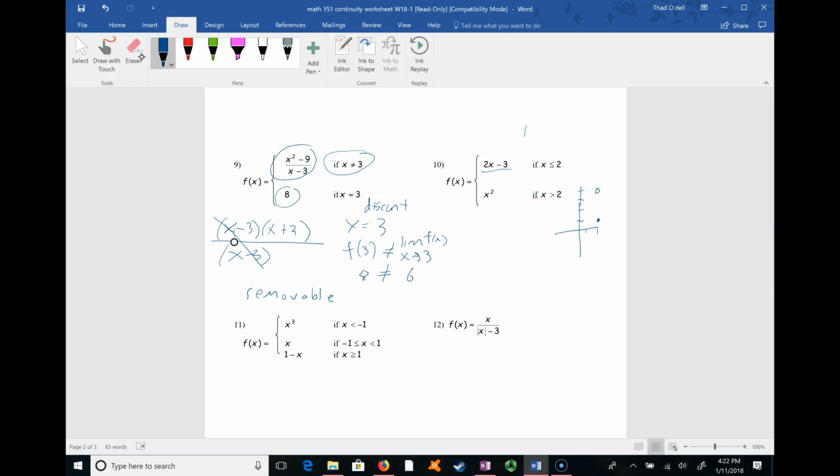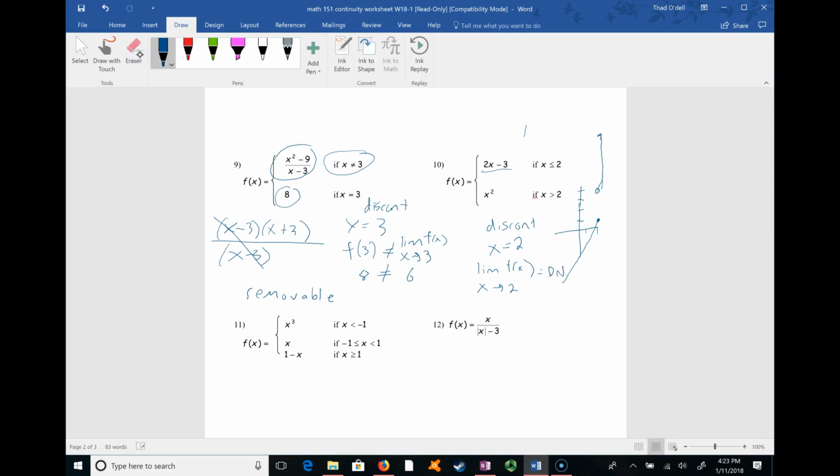So you notice this will be coming in as a line, something like that. And this will be a part of a parabola, so it'll keep going off like that. But the point is, as x approaches 2 from both sides at the same time, they don't meet, they disagree. So this would be a discontinuity at x equals 2, and it's because the limit of f of x as x approaches 2 does not exist.